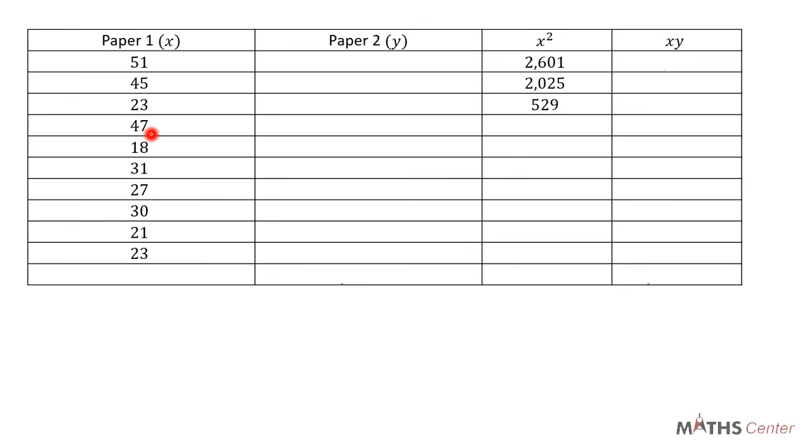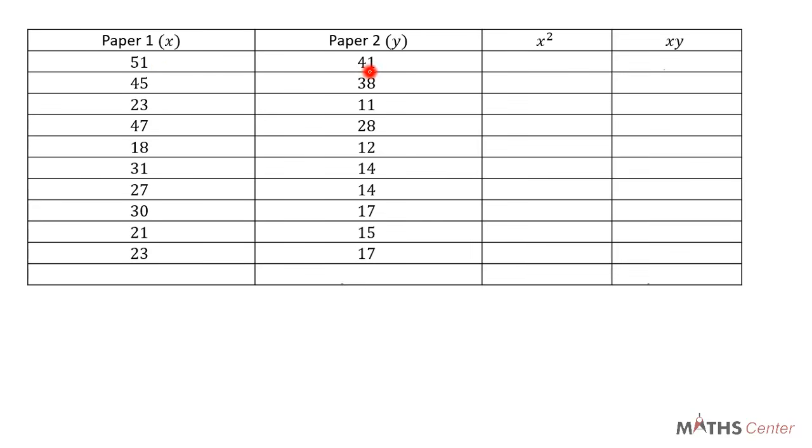We have 47 squared, that is 2209. We have 18 squared, that is 324. 31 squared is 961. 27 squared is 729. 30 squared is 900. 21 squared is 441. And 23 squared is 529. Now we need xy, so you multiply the x and y values.